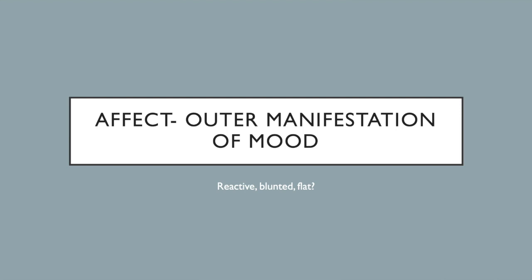So the patient might have congruous low mood, but might have a reactive affect, and that tells us a lot about where that patient is. If you had a patient with congruous low mood and flat affect, you would think, we're really concerned about this patient, because you can really see that affect has been affected.